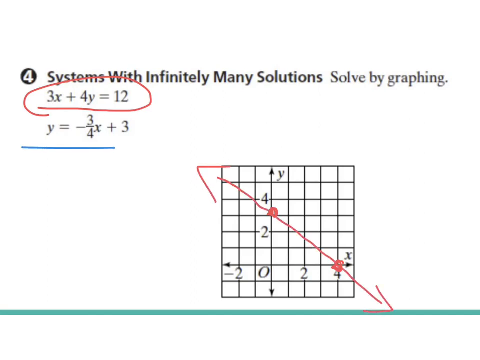With our second equation, we have it in slope-intercept form. So again, we find our y-intercept, which is 3, and then our slope is -3/4. So we're going to go down 1, 2, 3, and over 1, 2, 3, 4. So our line is the same line. So any point on that line is going to be a solution to this system because it's a solution to either of those lines.